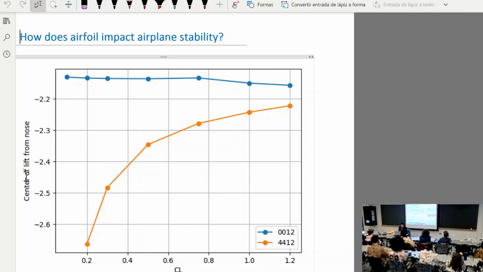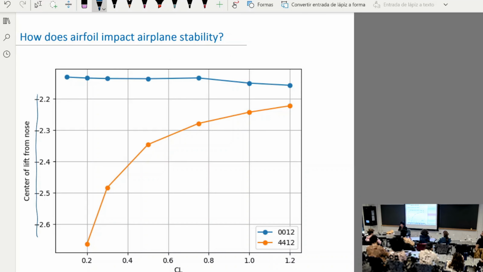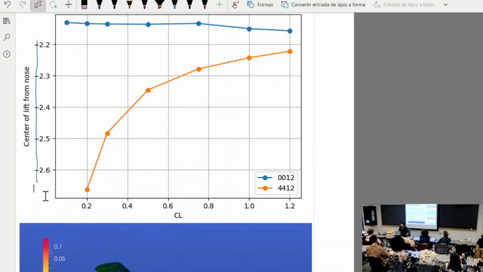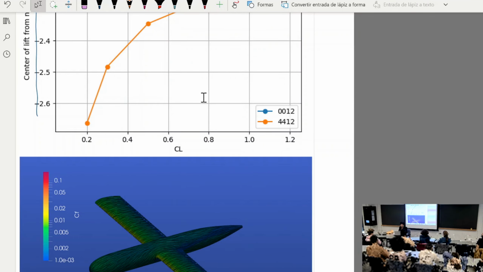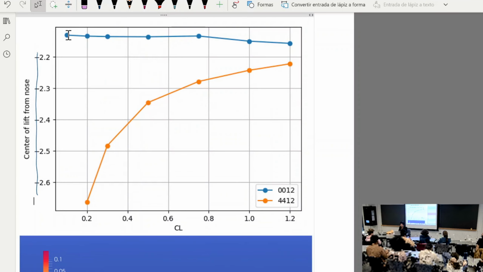It shifts slightly. What I plotted here is just ignoring the negative sign, so the center of lift from the nose is actually downstream of the nose. You're going to see the center of lift shift slightly away from the nose as we increase the lift. So what does that imply for airplane stability?